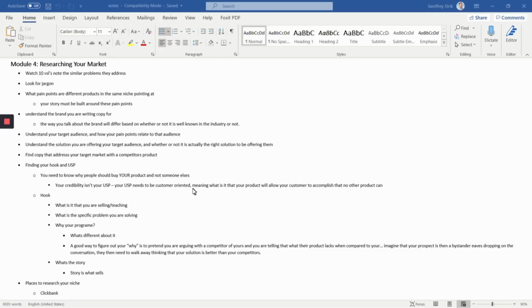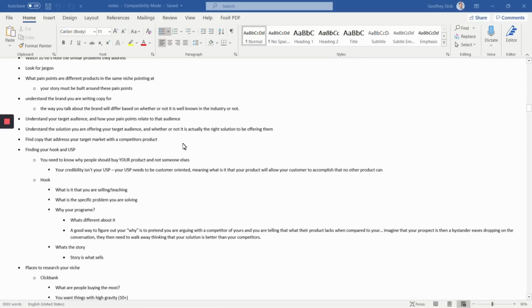Also note the pain points. What pain points are different products in the same niche pointing at? Your story must be built around these pain points. You want to understand the brand you are writing copy for, if not writing for yourself. So the way you talk about the brand will differ based on whether or not it's well known in the industry or not. You need to understand your target audience and how their pain points relate to that audience. You need to understand the solution you are offering your target audience and whether or not it is actually the right solution to be offering them based on the pain points that they're experiencing.